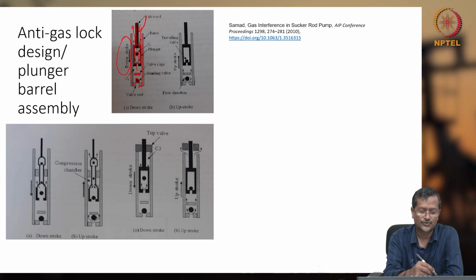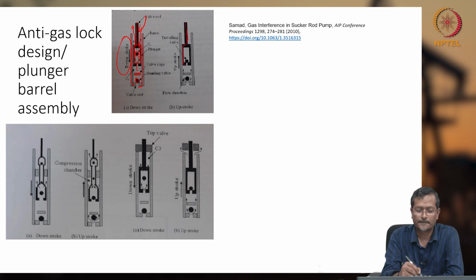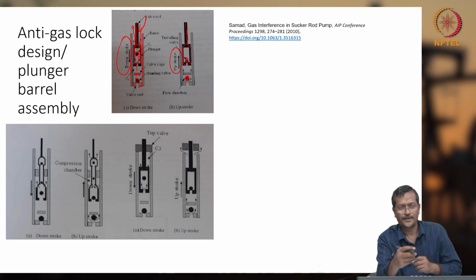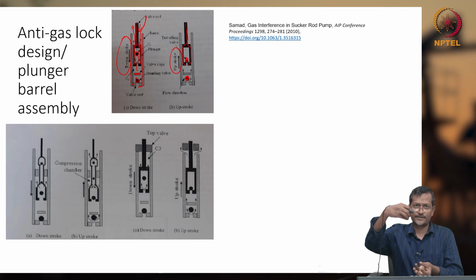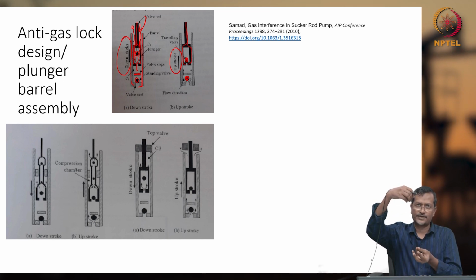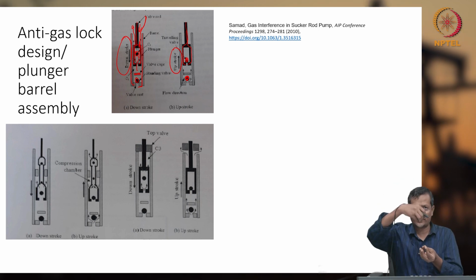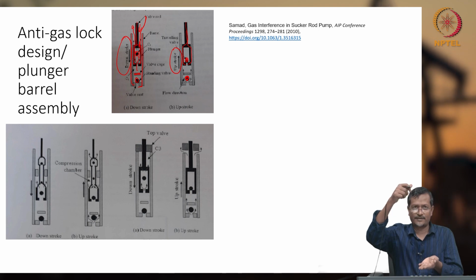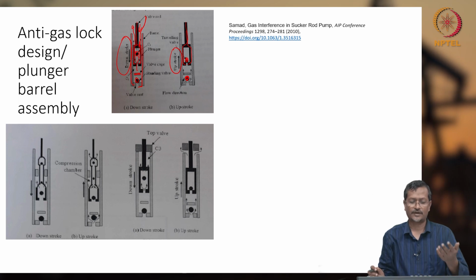This is downstroke. When the piston or plunger is moving down, the traveling valve is closed, standing valve is opening. This is upstroke. When the plunger is moving up, the bottom valve or standing valve is opened, traveling valve closed, so fluid enters into the cavity. When the plunger moves down, bottom closed, TV open, fluid goes up the plunger. In that way you are delivering fluid.